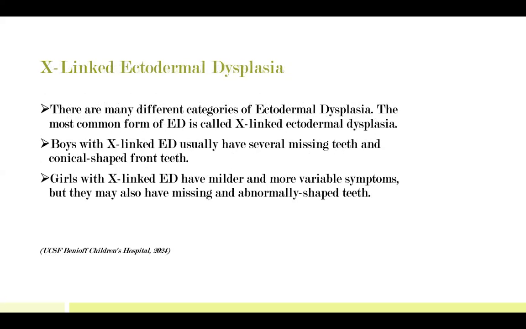X-linked ectodermal dysplasia is more related to the oral cavity, because there are many different categories of ectodermal dysplasia, but the most common form is called X-linked ectodermal dysplasia. It affects boys more than girls, or the severity, I guess, is more in boys, because with X-linked ED, boys usually have several missing teeth and conical shaped front teeth. Girls with X-linked ED have milder and more variable symptoms. They also might have missing and abnormally shaped teeth, just not as commonly as boys.